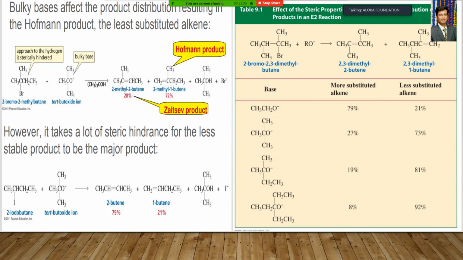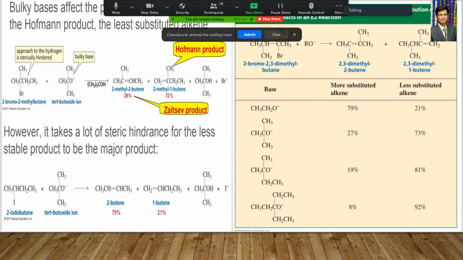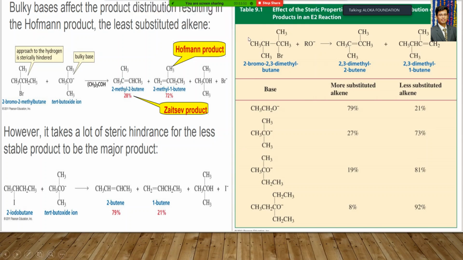Now the bases. In the case of Hofmann's reaction, bulky bases are used because this leads to the formation of the least substituted alkene. So in Hofmann's elimination reaction, the base used is a bulky base. Whereas in the case of the Zaitsev rule, the base should be less bulky, with less steric hindrance. And Hofmann's rule favors bulky, sterically hindered bases and the less stable product as the major product.